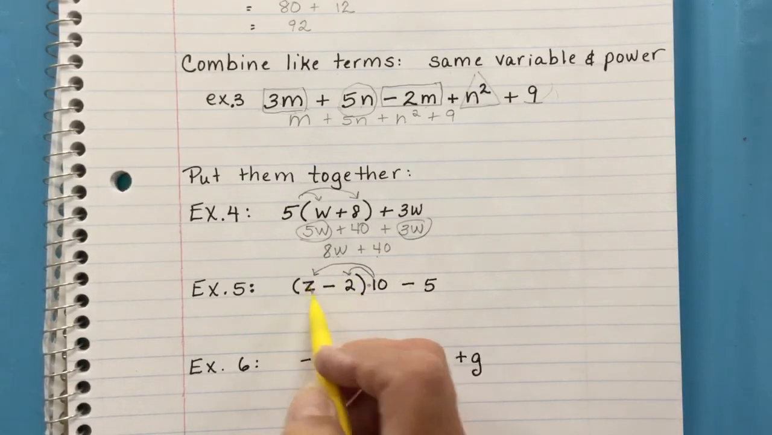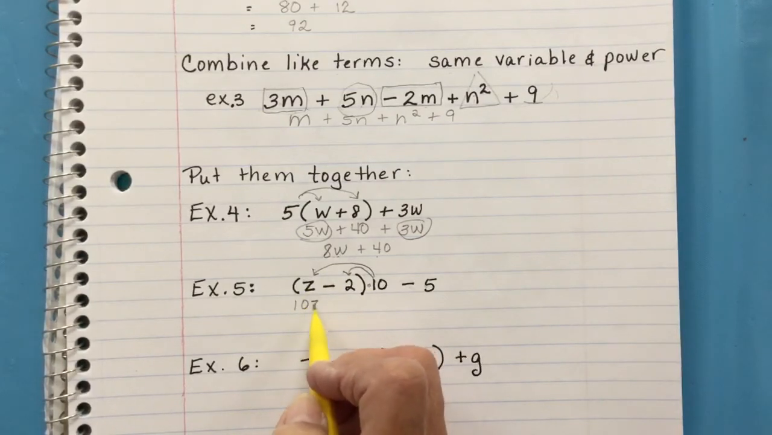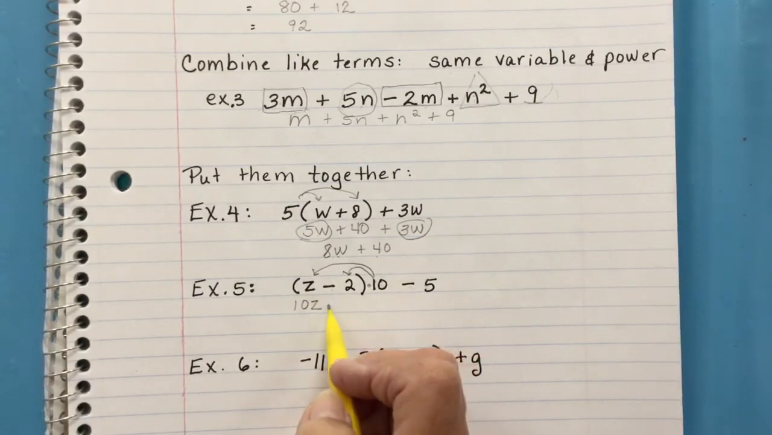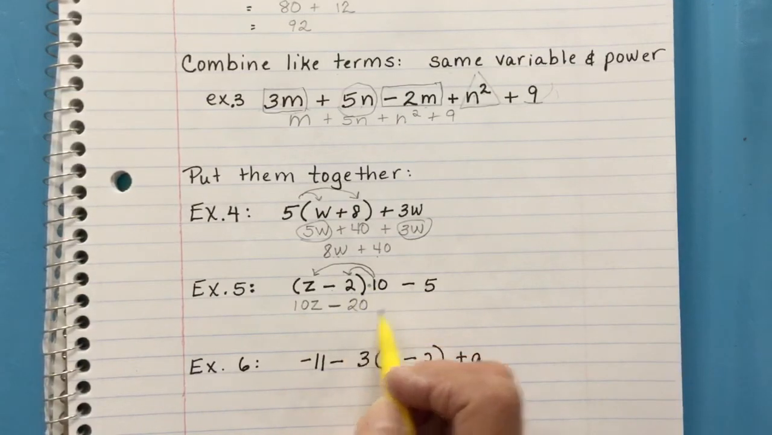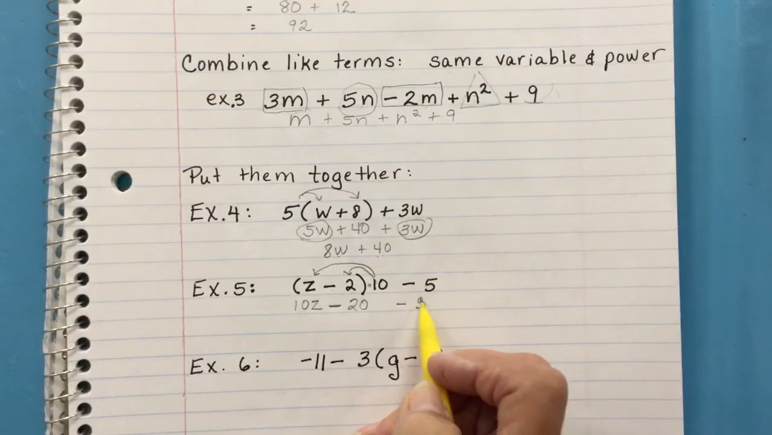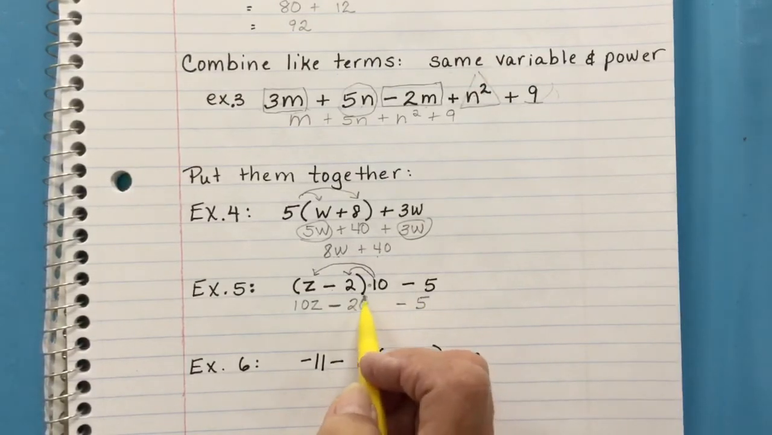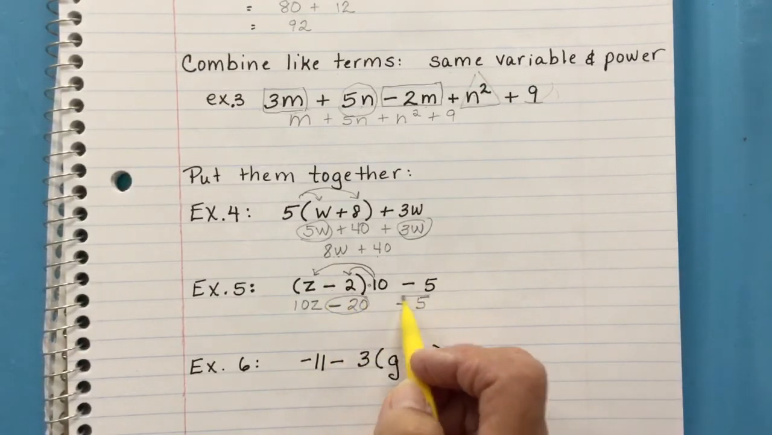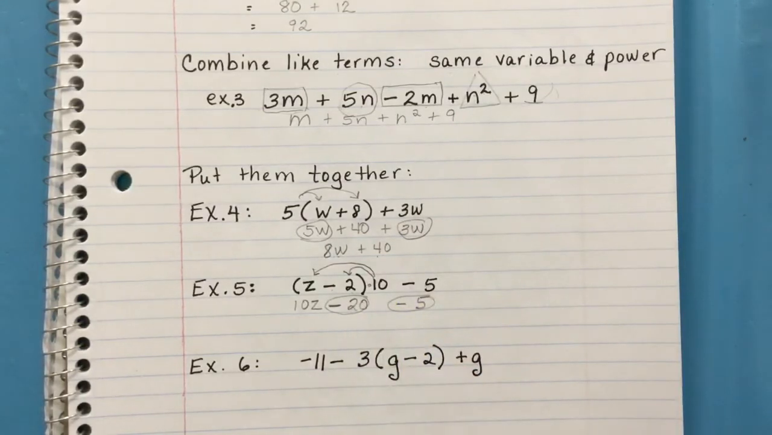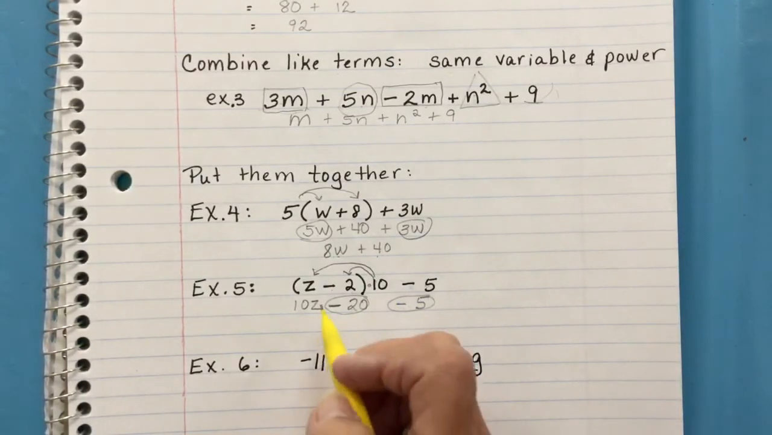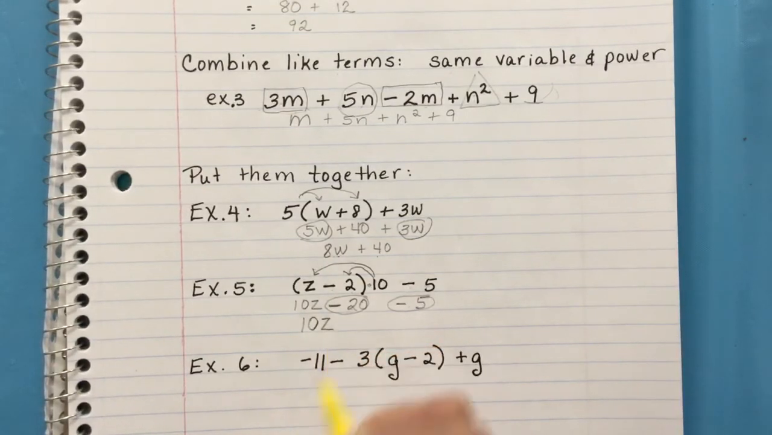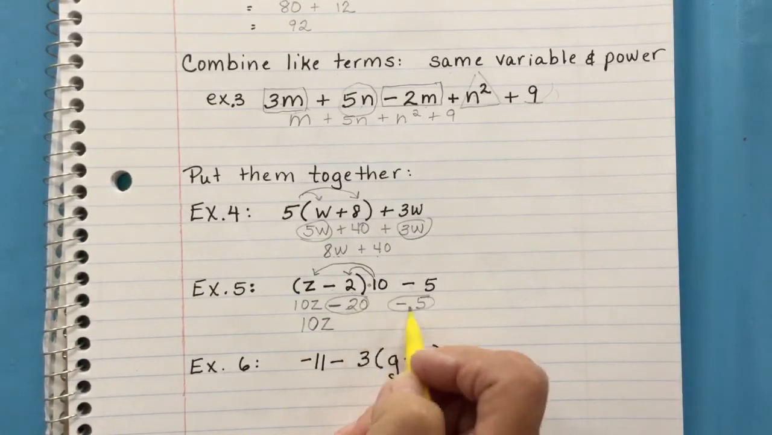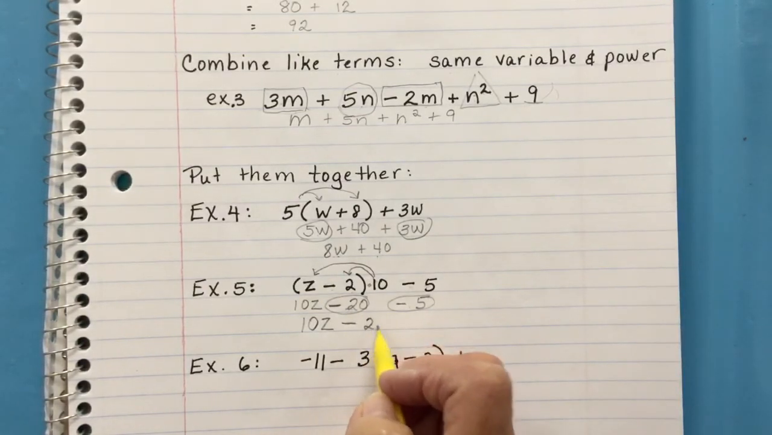We're going to distribute 10 times z, that would give me 10 z's, minus 10 times 2 is 20. Bring down the minus 5. Now I can combine my like terms, which are these constants. They don't have a variable. They're both constants, so they can be combined. But 10z has to stay separate because it's a variable and we don't know what z is at this point. So when I put these two together, I get minus 25.